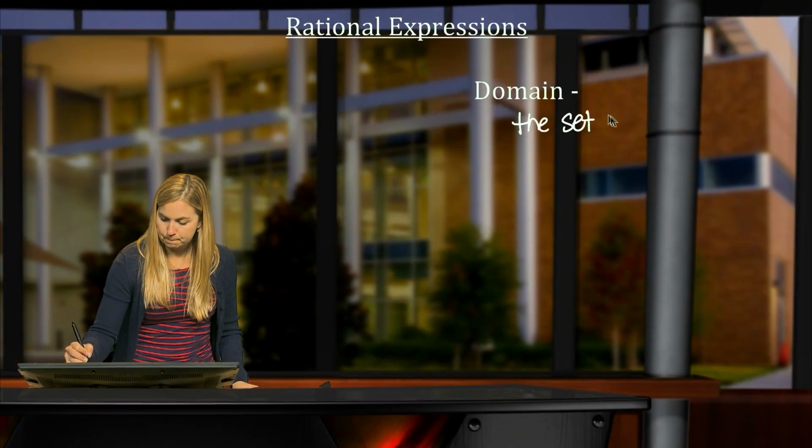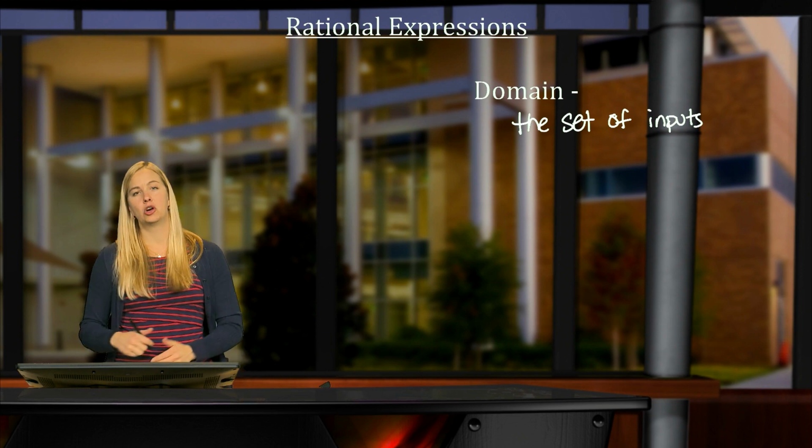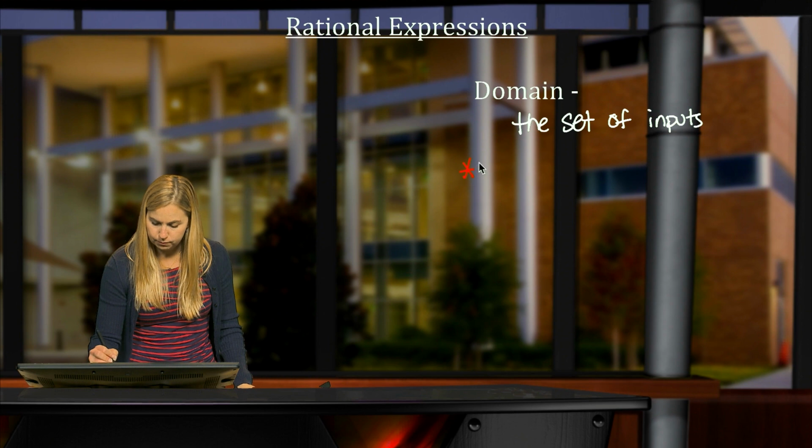properties. The first most important property of a rational expression is its domain. Domain we know is the set of inputs, which is often the variable x. What that means is it's a set of x's that we can plug into that expression and have it simplified to a number, a real number. When we're finding the domain of a rational expression, we need to exclude any values that make the denominator equal 0.